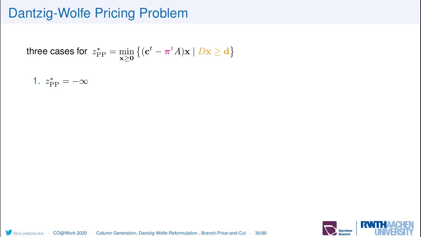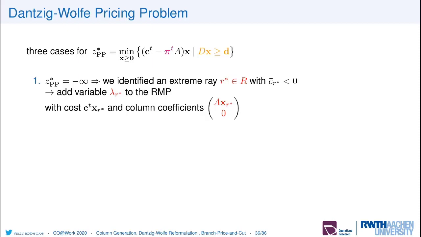So the first case could be, this was not possible before, it could be that the pricing problem is unbounded from below. That means that we have identified an extreme ray, right? In particular, the objective function value is negative. So we have a variable corresponding to an extreme ray with negative reduced cost. And we could add the corresponding coefficient column to the Dantzig-Wolfe restricted master problem and reiterate. Solve the restricted master problem, get new dual variables, solve the pricing problem, and so forth. So that is case 1.